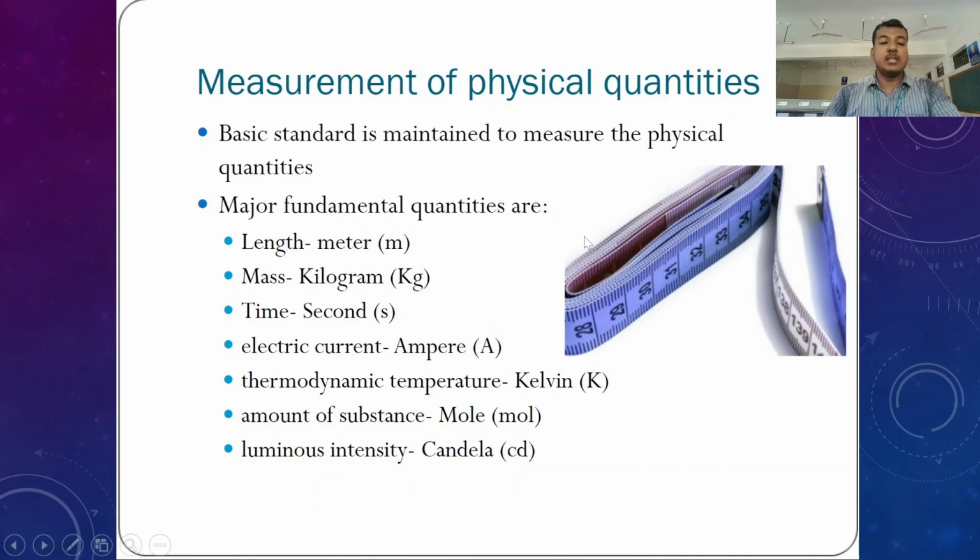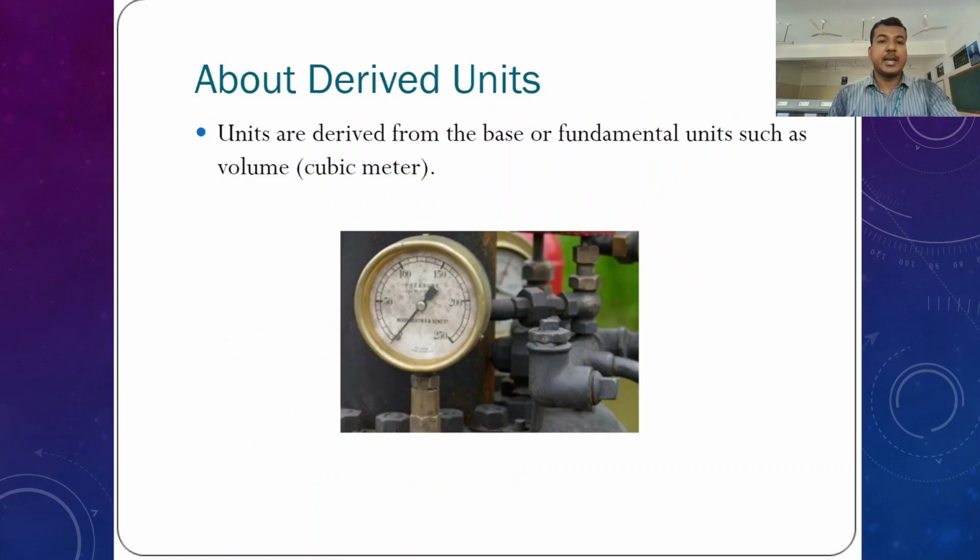And the last one is luminous intensity. Luminous, in the sense, represents the light intensity. So how far the light is coming, or what is the brightness. Everything is represented with respect to the luminous intensity.